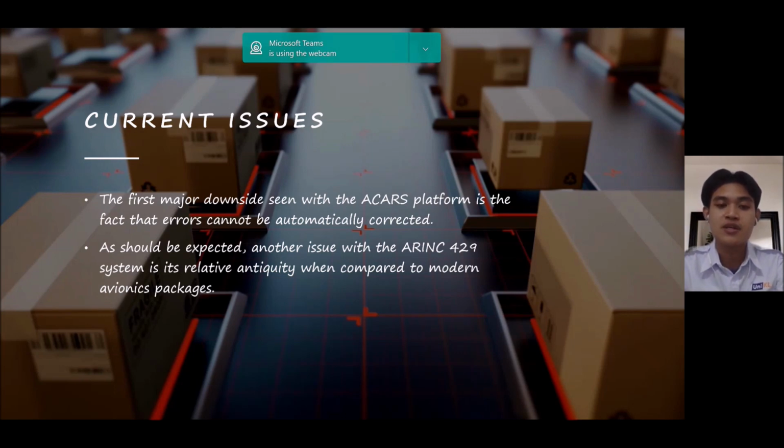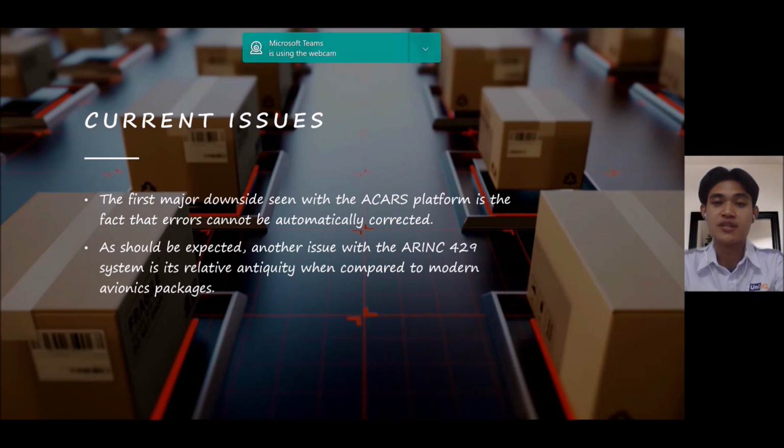The first major downside seen with the ACARS platform is the fact that errors cannot be automatically corrected should an internal fault occur. The pilot, co-pilot, and other relevant personnel are notified. They will then need to correct the problem by using manual methods or system-wide troubleshooting. During situations that may represent an in-flight emergency, such lack of automatic correction may adversely affect the ability to recover from an incident.